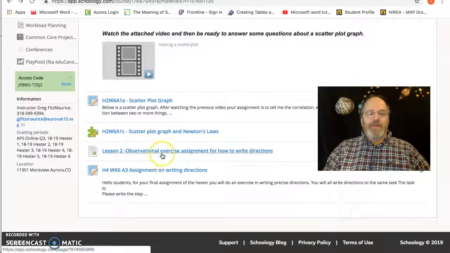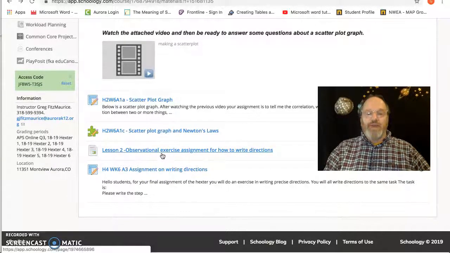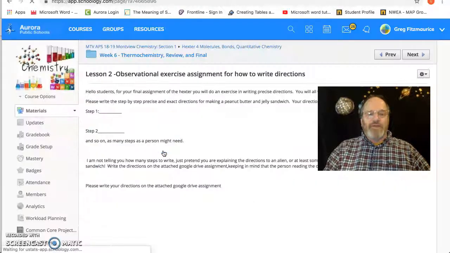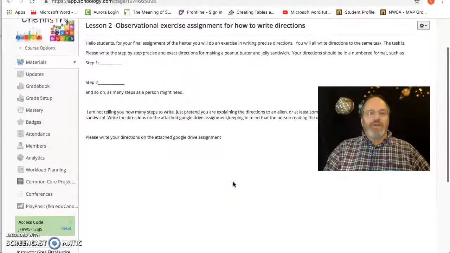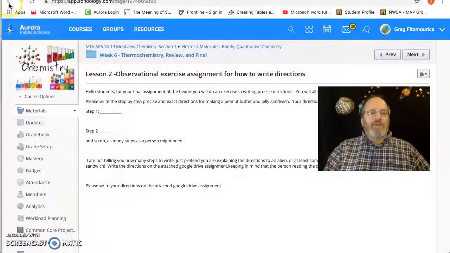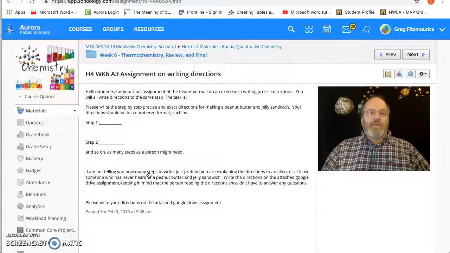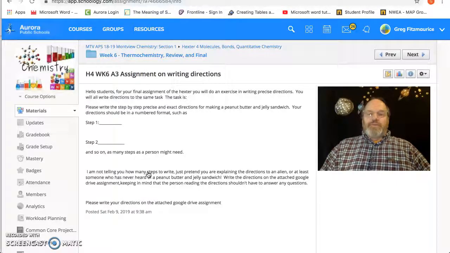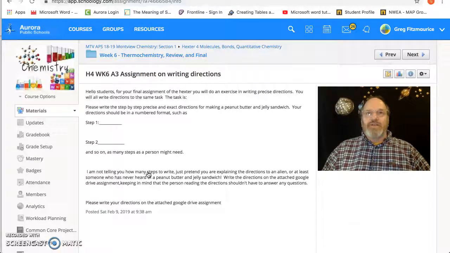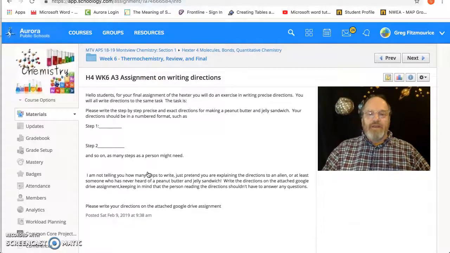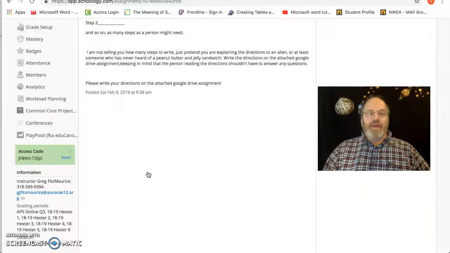All right, now here's an observational exercise assignment for how to write directions. So on this page, I explain the procedure, and on the next page is the one that you can actually edit and write on, being as precise as possible, and say that it's someone who's never ever done this task. You are explaining to them how to make a peanut butter and jelly sandwich.